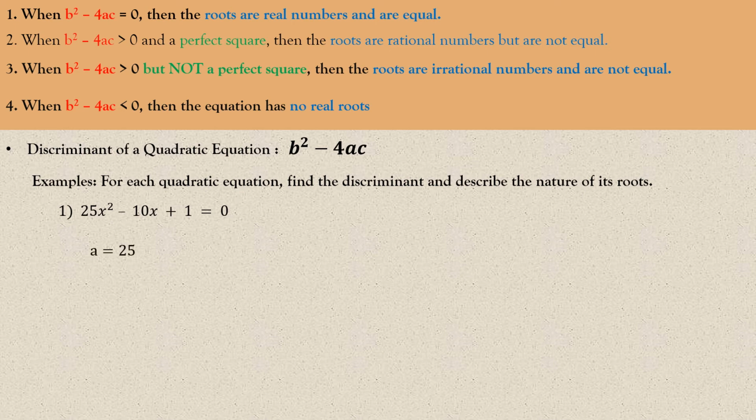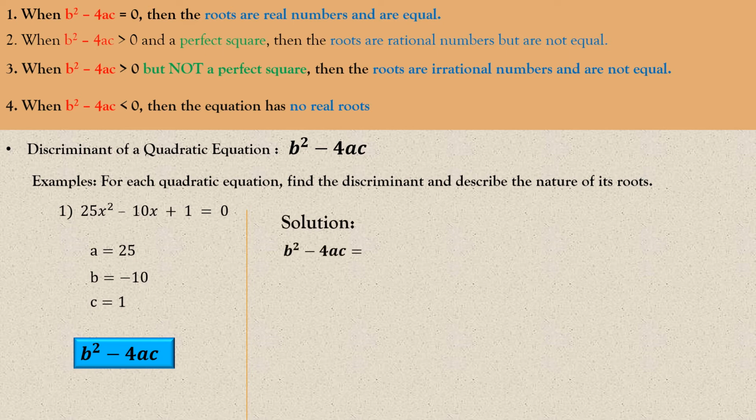Again, you have to find the value of your a, which is equal to 25. B is negative 10 and C is equal to 1. Class, we need the discriminant. Mao man ang discriminant, di ba? B squared minus 4AC. So, i-substitute nato karon ang mga values ana A, B, C sa atong discriminant.